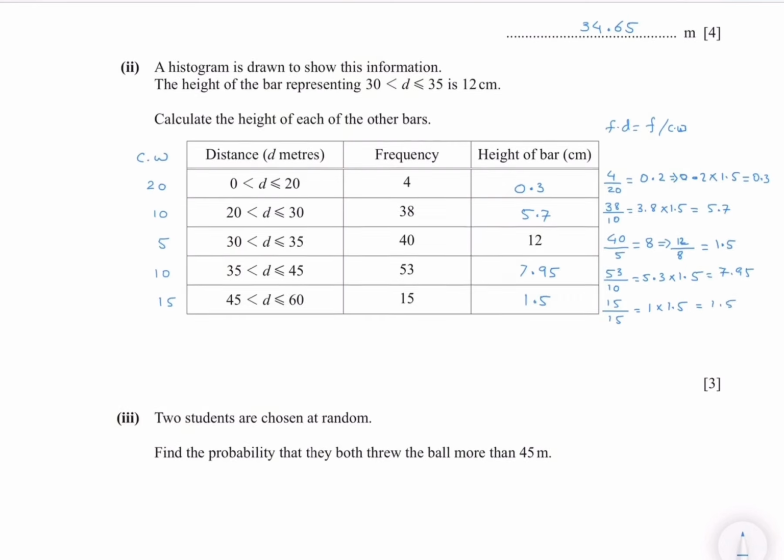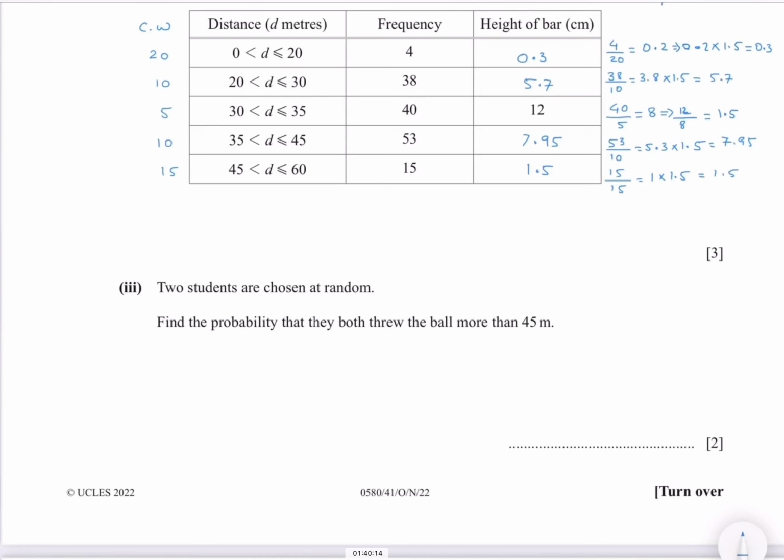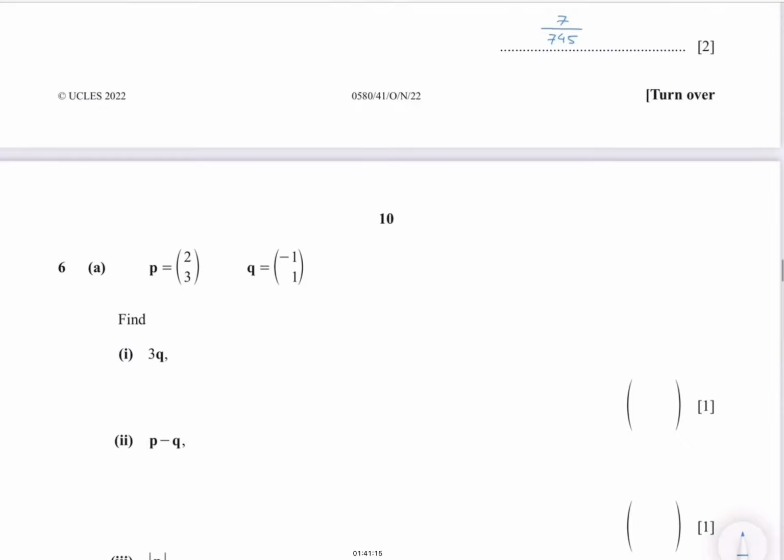Find the probability that two students are chosen at random. Find the probability that they both threw the ball more than 45. So more than 45, the frequency is 15. It means there are 15 students. So you have to pick two students. So 15 over total 150 into now 14 over 149. So this is your 7 over 745.